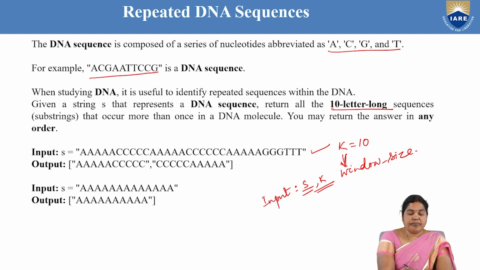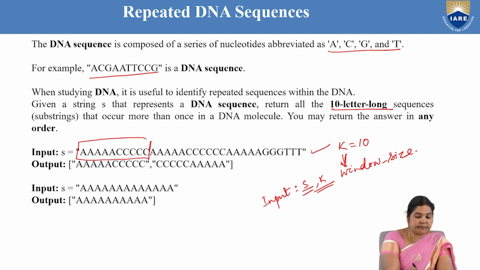Let us understand the test case. Here S is a very long string and you have to find substrings of window size 10. So it is 5, 6, 7, 8, 9, 10. Up to this is a substring. Okay, this is a substring. So this substring will be there in our answer.